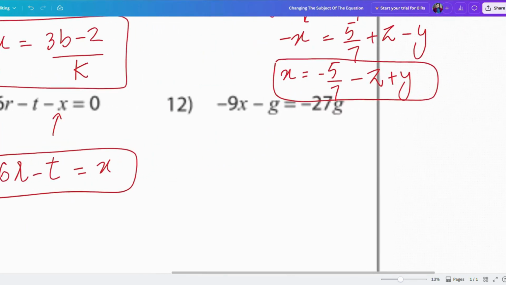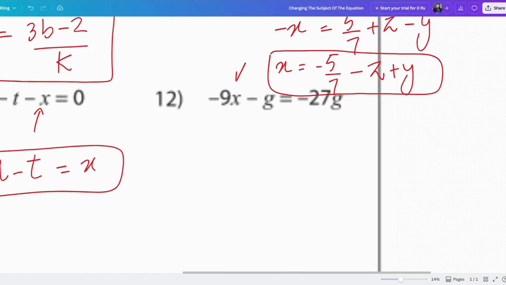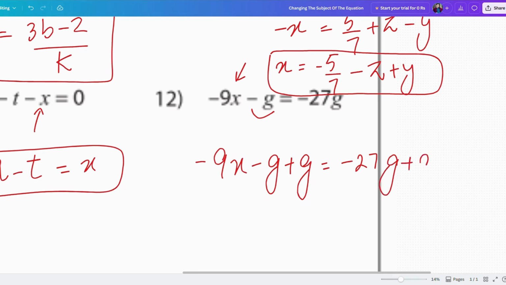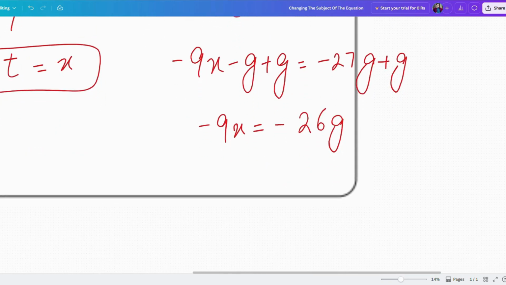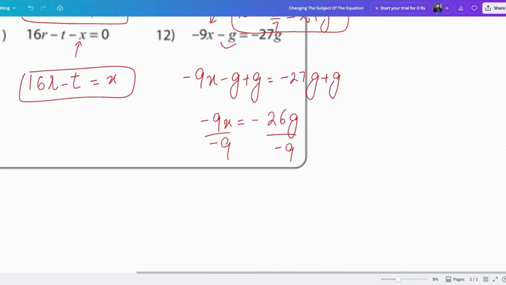So now I'm solving the last question over here. For this one, I need to eliminate this negative g, so I will add g on both sides. Okay, it's negative g, so I will add g on both sides. Now 27g plus g, alright, so it will become minus 9x equals minus 26g, and then I will divide both sides by negative 9. So by dividing both sides by negative 9, it will become x is equivalent to 26g over 9.